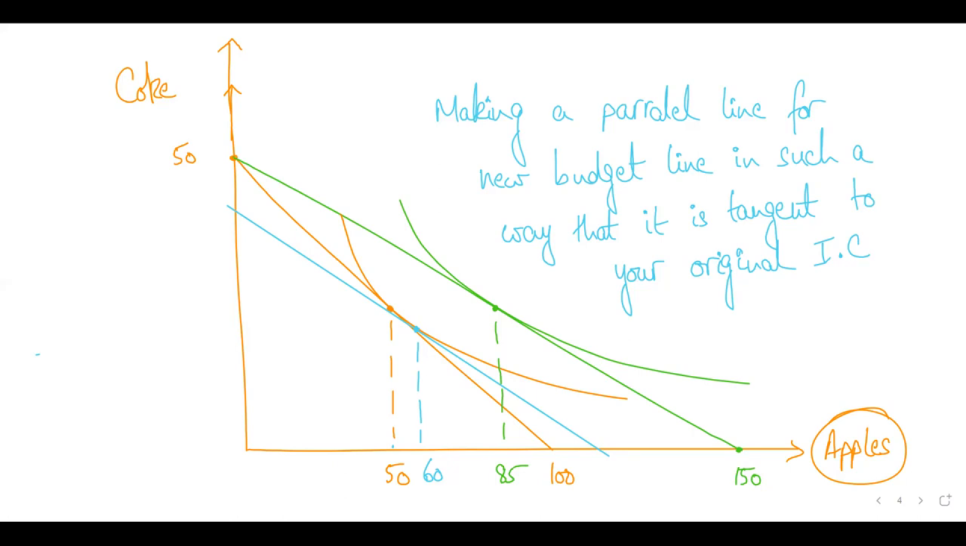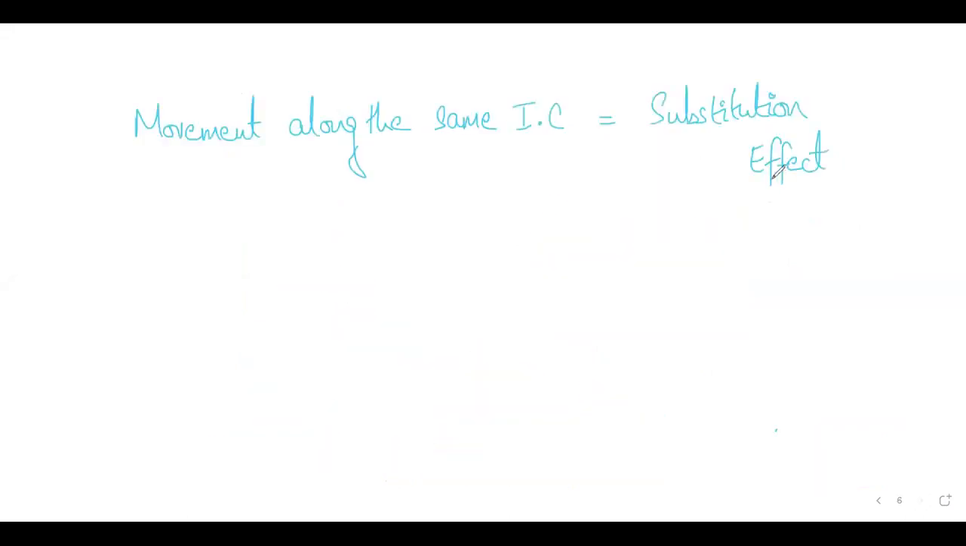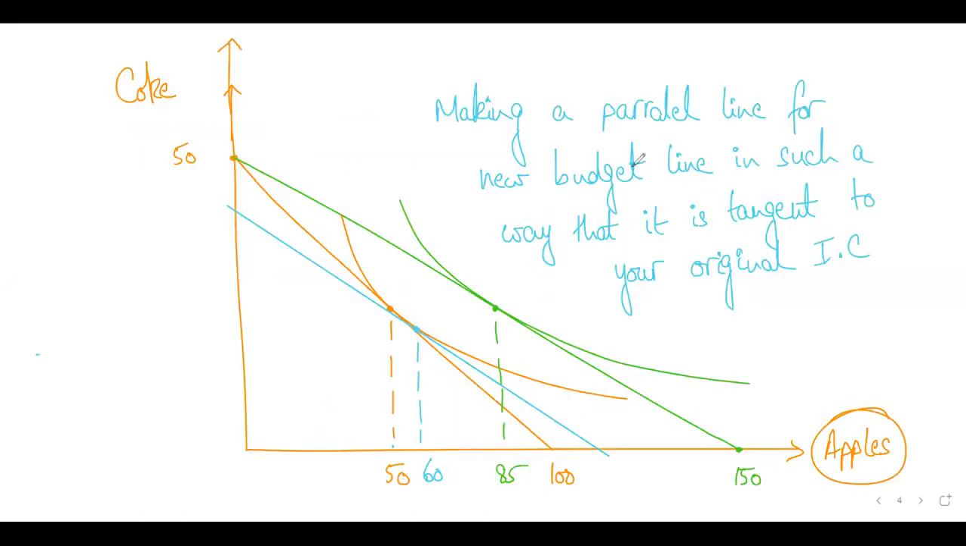Okay, great. So think about this. Movement along the same indifference curve, as we just explained, is substitution effect. As simple as that. Now, moving forward, the movement between the same indifference curve is substitution effect, and movement between two parallel budget lines, these were the two parallel budget lines, so the increase in the consumption of apples from 60 to 85 was because of income effect. So this one is income effect and this one is SE, substitution effect.